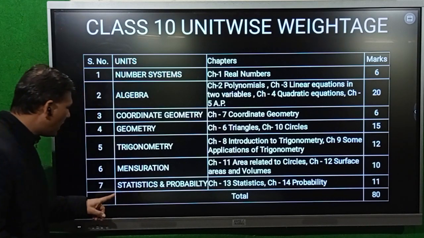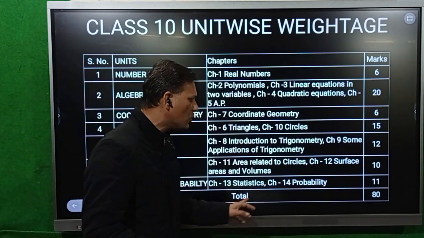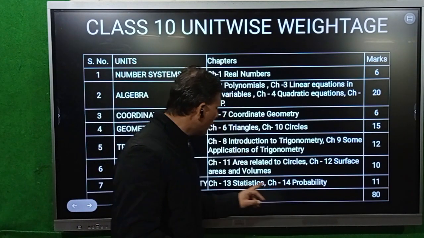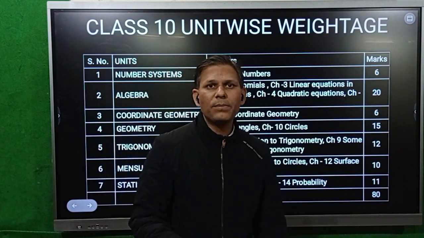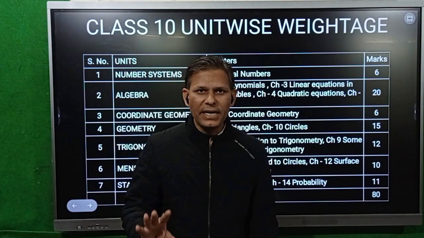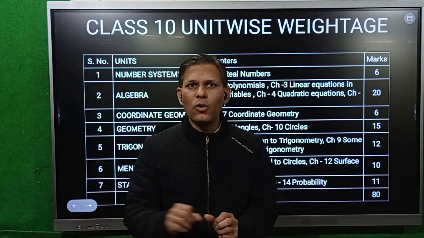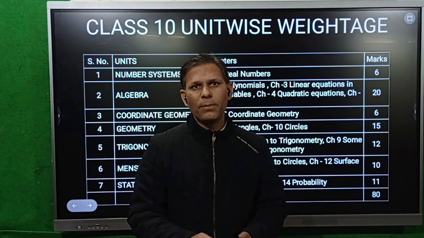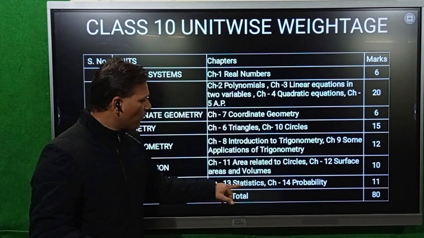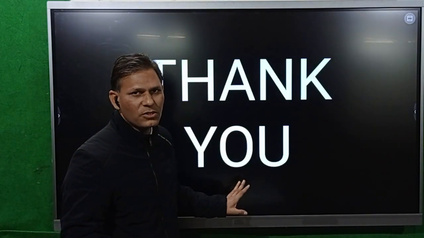Now the last unit is unit 7, statistics and probability. There are 2 chapters in this unit: chapter 13, statistics, and chapter 14, probability. Statistics contains only 3 concepts: mean, mode and median. So you have to read those formulas carefully. If your formulas are correct, then you can cover the whole marks from the paper, because this chapter is totally based on formulas. If you learn your formulas carefully, you can cover the whole marks.